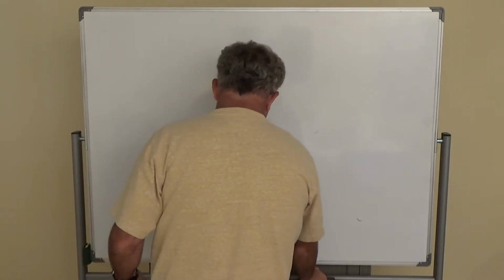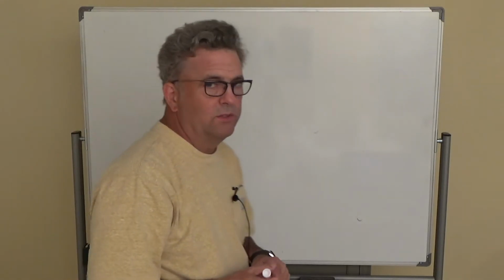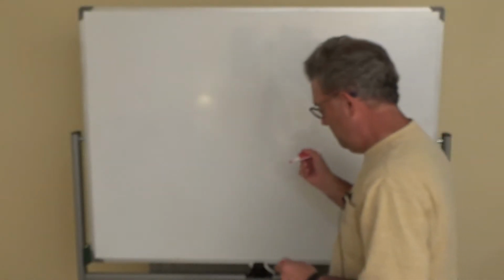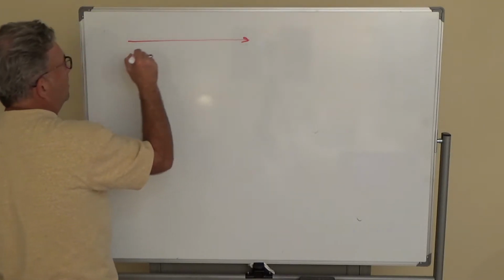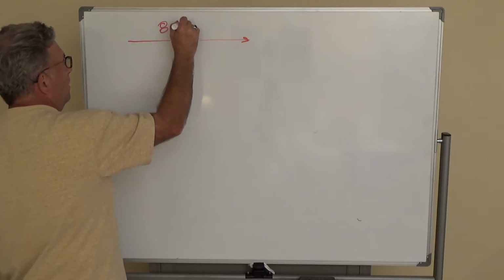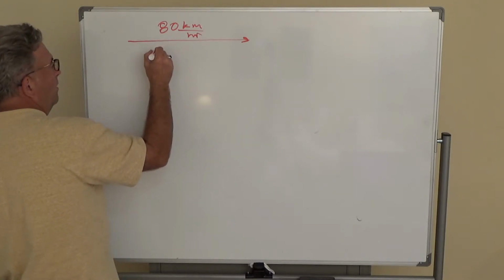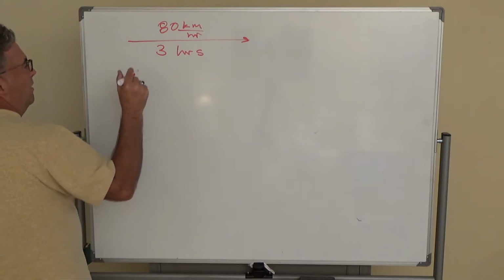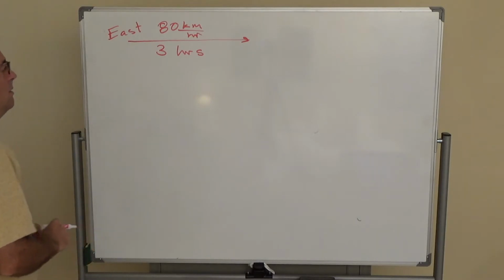You take a train trip. Maybe you go down to downtown Memphis and you get on the train down to New Orleans. Let's say that we're not going to New Orleans, but let's say that we go 80 kilometers per hour, slow train, for 3 hours east. So this is the east direction.